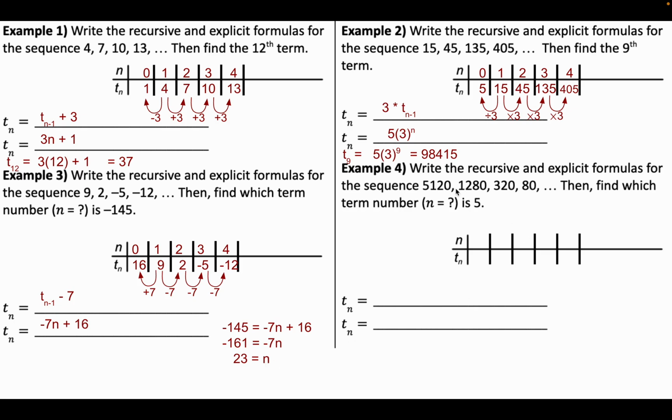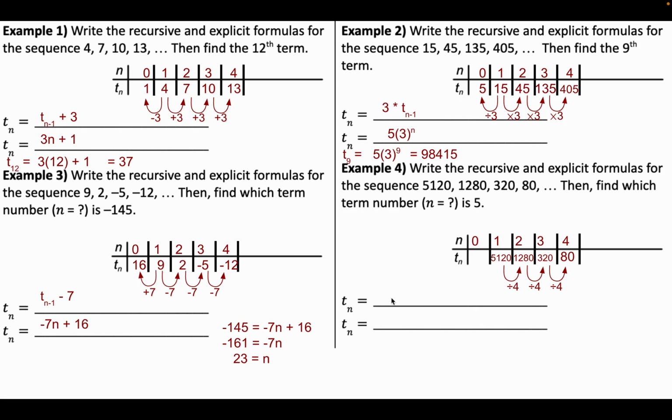Okay, last up, this one is going to be similar to example 3, except it's going to be geometric instead of arithmetic. Okay, so we've got our series. We can see that this one is going down rather quickly, so it's going to be geometric. And recall that for this problem we were dividing by 4.